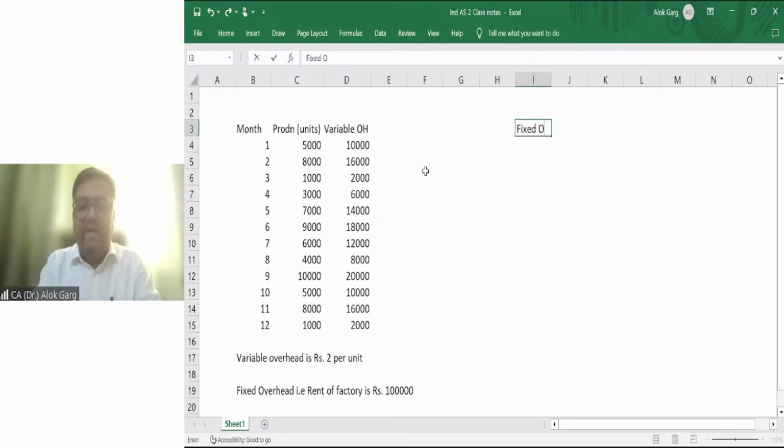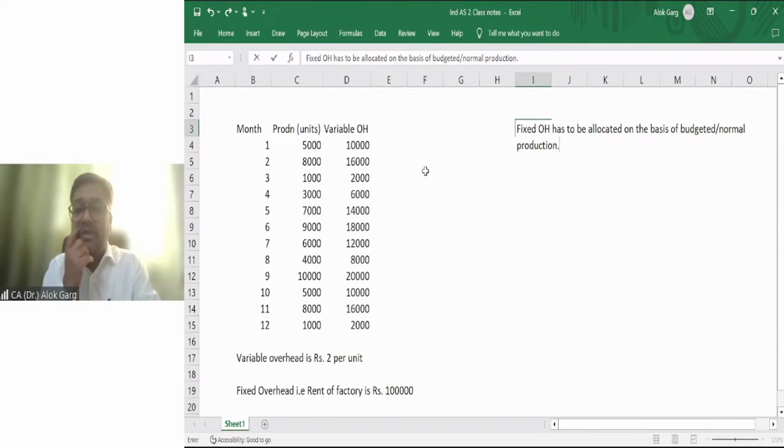Please write down: fixed overhead has to be allocated on the basis of budgeted or normal production. Okay. Any inefficiency is directly taken to profit or loss.